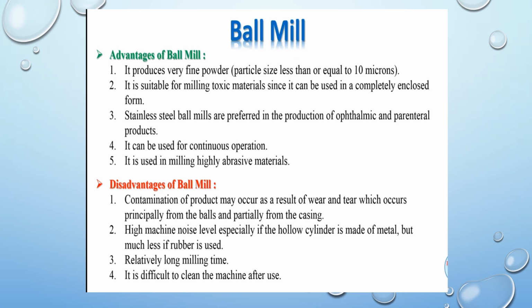Here are some of the disadvantages also in ball mill method. Sometimes contamination of product may occur as a result of wear and tear, which occurs principally from the balls and partially from the casing. Relatively long milling time. It is difficult to clean and machine after use. High machine noise level, especially if the hollow cylinder is made of metal, but much less if rubber is used.